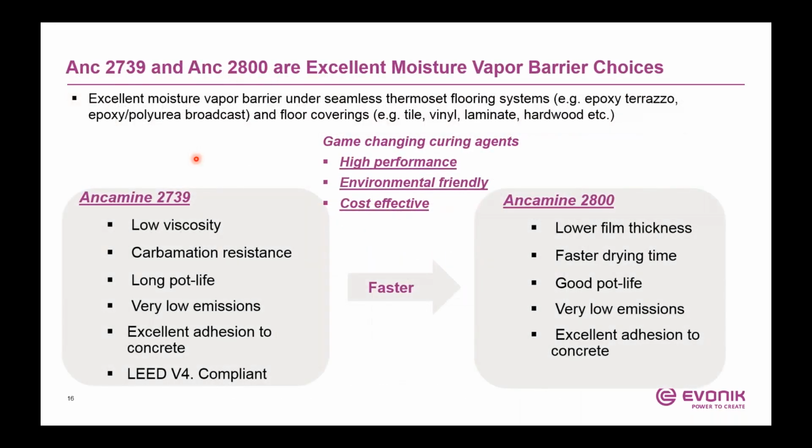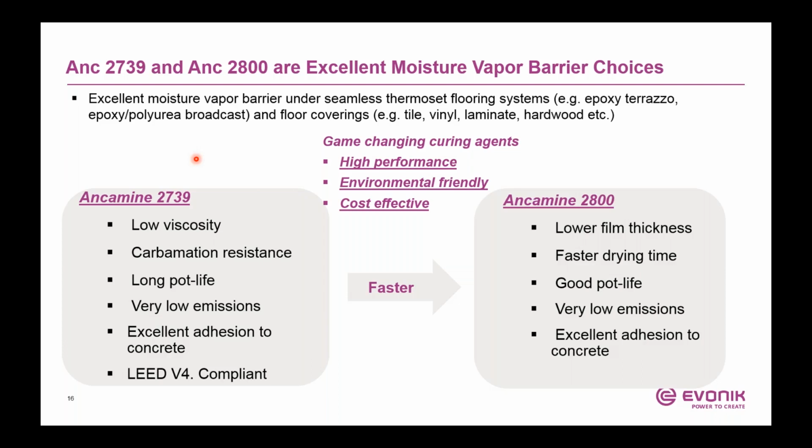And finally, this is my summary. Ancamine 2739 and 2800 are excellent moisture vapor barrier choices. Ancamine 2739 has a low viscosity, excellent carbamation resistance, long pot life, and very low emissions. Again, as I mentioned before, excellent adhesion to concrete. And it is also LEED version 4 compliant.